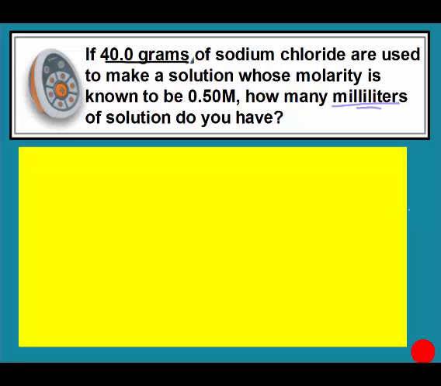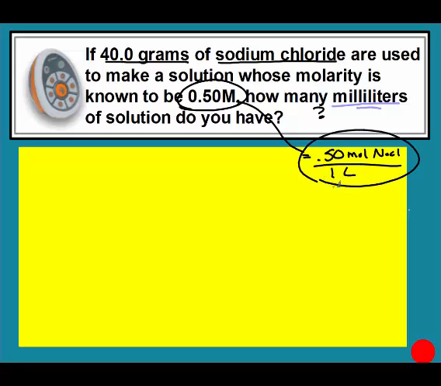So they gave you grams, and we're looking for milliliters. They also told you your molarity. When you see your molarity, make sure that you're writing out what that means. That means I have 0.50 moles of my solute, which is sodium chloride, for every 1 liter. So it's always going to be moles per 1 liter. I'm going to start with grams because, again, molarity is a conversion factor. So I have 40 grams of sodium chloride.